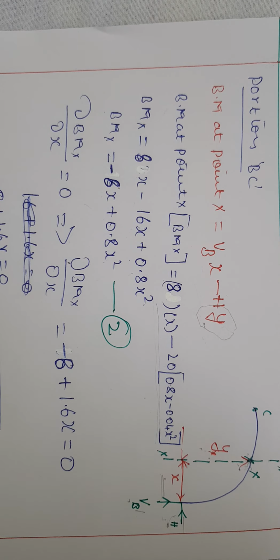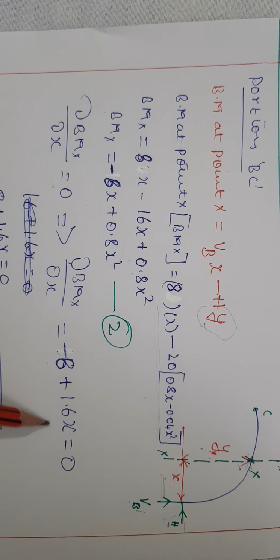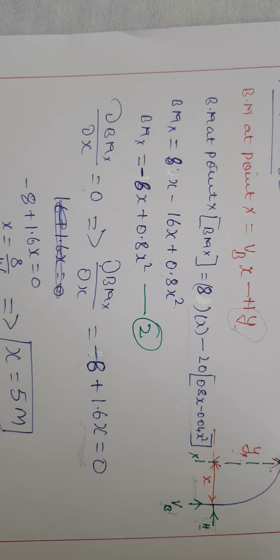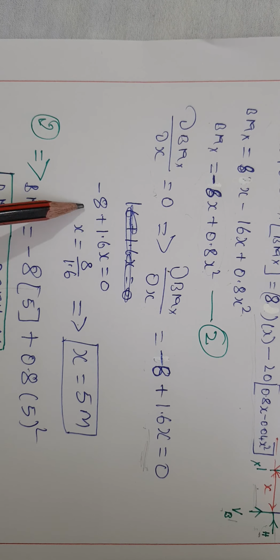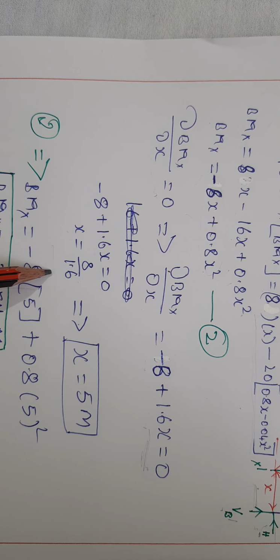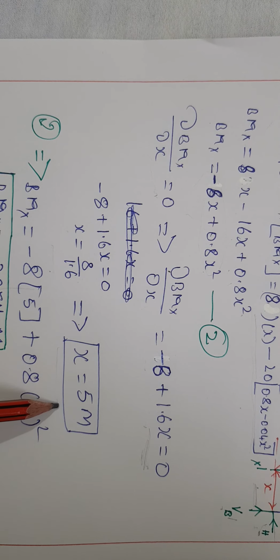Wherever you get the maximum bending moment, at that point the differentiation of the bending moment will always be equal to 0. So I am applying the same here. If you differentiate this, it will be minus 8 plus 1.6x equal to 0. From this equation I can easily find the x value. So x will be 8 by 1.6, which is equal to 5 meters.